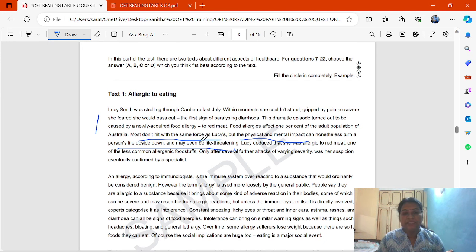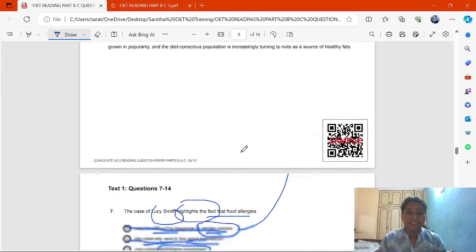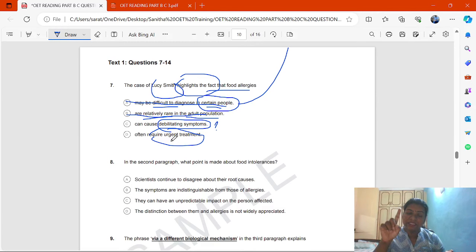But if it is life threatening, we will think yes, it requires urgent treatment. But it is not discussed in the passage. We have to find the answers from the passage, not our own. So we have to eliminate this option. Only one option matches the passage: food can cause debilitating symptoms. That is option C. You got it? This is the way you have to approach OET reading part C.